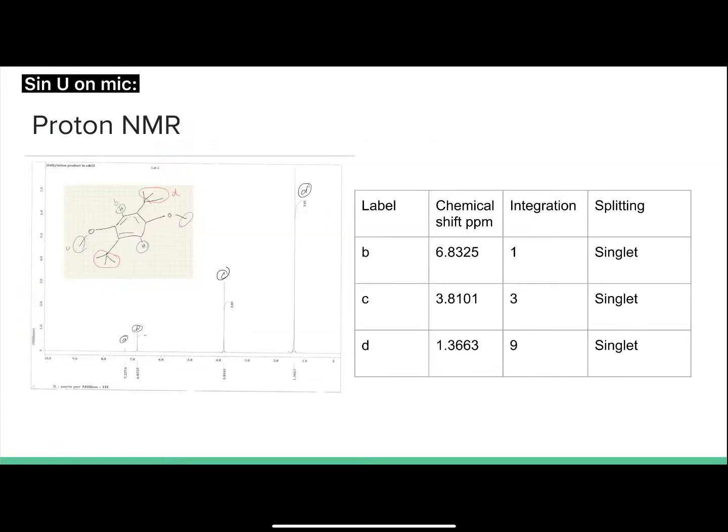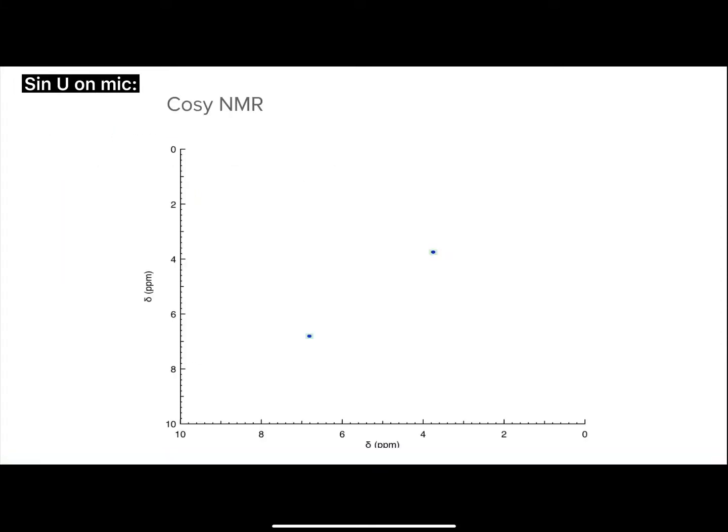And looking at the proton NMR, we see A is the solvent, CDCl3, and B is the hydrogen on the aromatic ring, and C has an integration of 3, which represents the methyl group on the methoxy, and D has an integration of 9, which represents the tert-butyl group. Looking at the COSY NMR, there are no cross peaks, which means that there is no hydrogen next to each other, and it corresponds to the proton NMR.